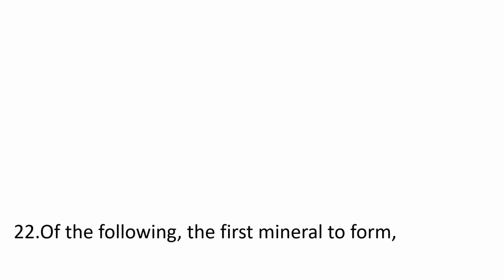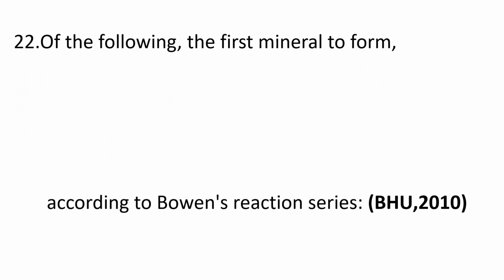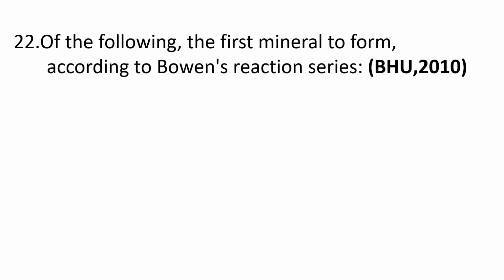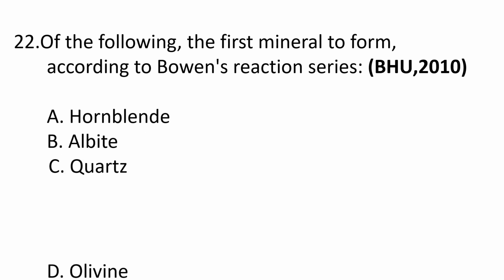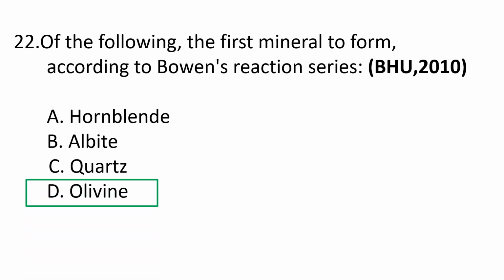Coming to the 22nd question, of the following, the first mineral to form according to the Bowen's reaction series. That means which one will form first in the Bowen's reaction series. So the choices are A. hornblende, B. albite, C. Quartz, D. Olivine. So the correct answer is D. Olivine. Olivine is the first formed mineral, whereas quartz is the last formed mineral.